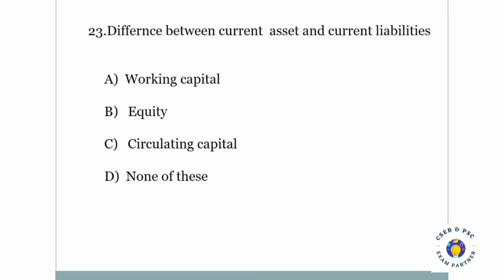Question number 23. Difference between current assets and current liabilities. Option A working capital, option B equity, option C circulating capital, option D none of these. Answer is working capital.